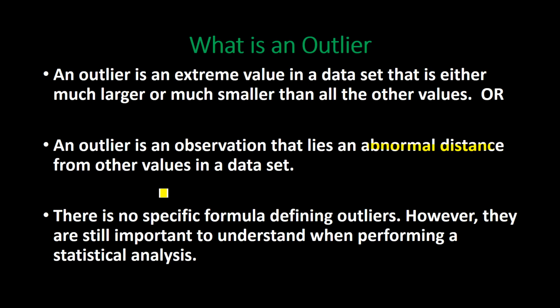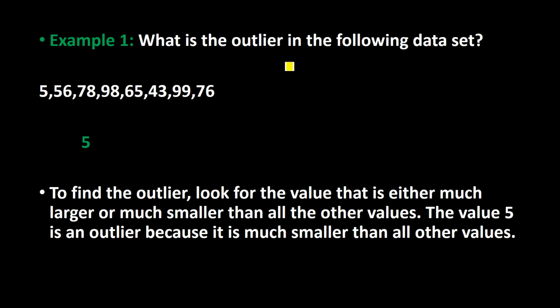Now I will give you a few examples to understand the outlier. Suppose this is our data, and if someone asks you what the outlier is in the following data set, we will see that we have 5, 56, 78, 98, 65. This is our data. So the outlier is 5, but I will explain why the outlier is 5.